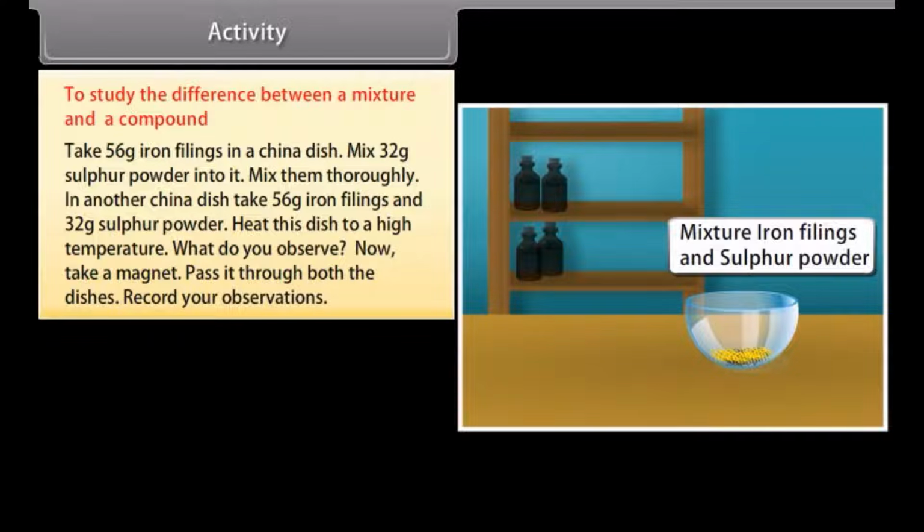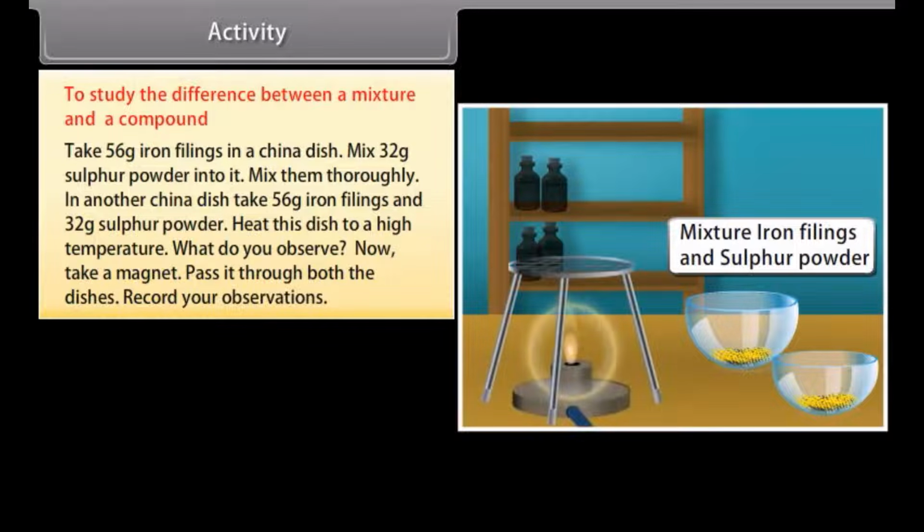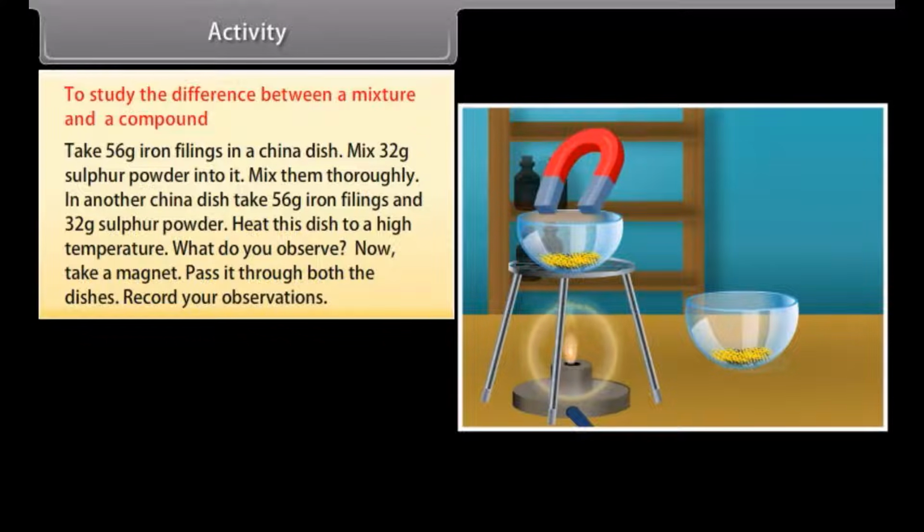Mix them thoroughly. In another china dish, take 56-gram iron filings and 32-gram sulfur powder. Heat this dish to a high temperature. Now take a magnet. Pass it through both the dishes.